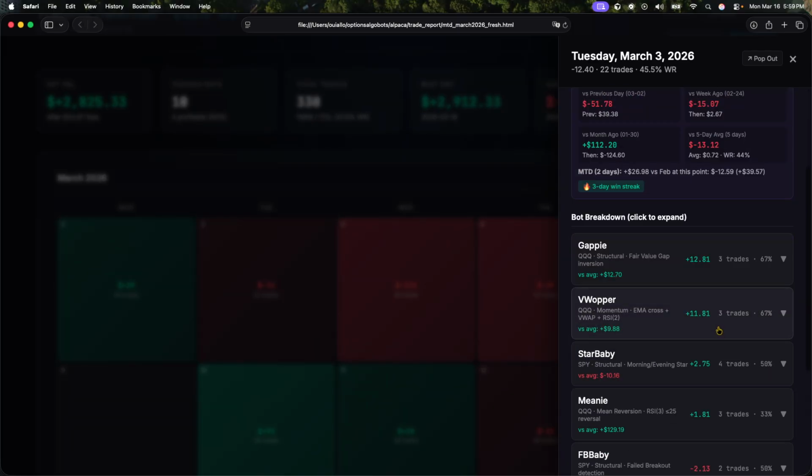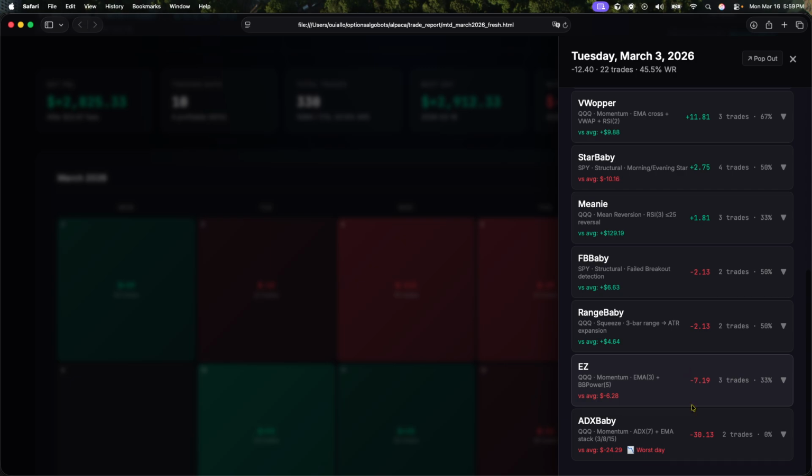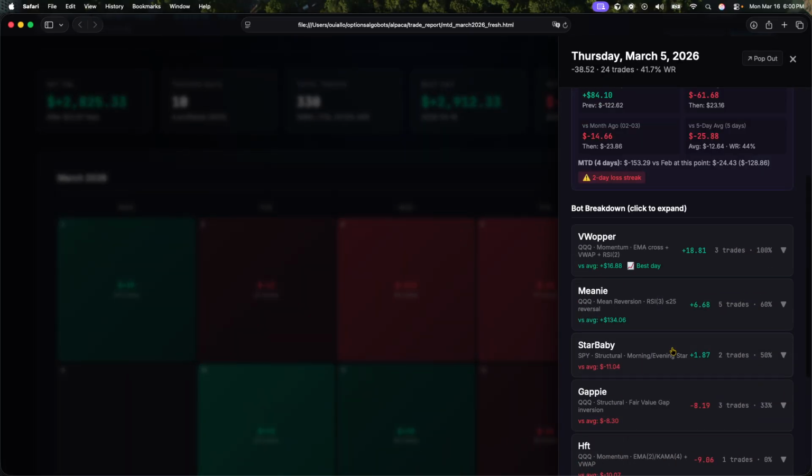Right. So if I'm just looking at this, I see Gappy Up, VWAP, Star Baby, Meanie. But if I go down to the bottom of ADX, I'm kind of going to give it a pass because this bot has only been trading for about like 2 weeks, a week and a half. So like I'm going to give this one a pass. Easy's just been one of those ones, like I had to update a couple things for it, right? But that's not a really good example.